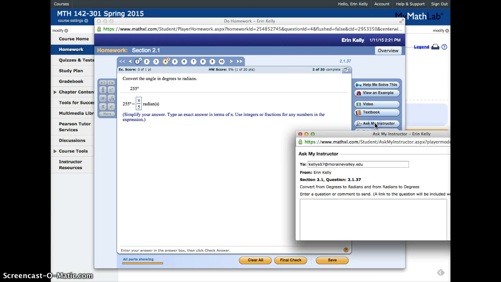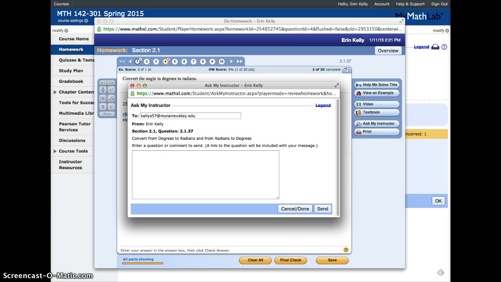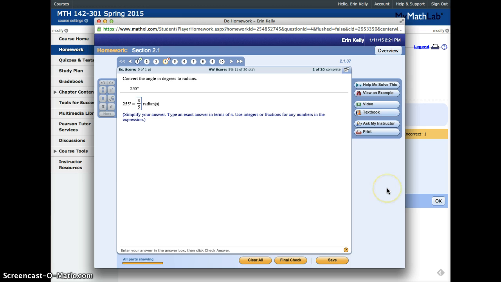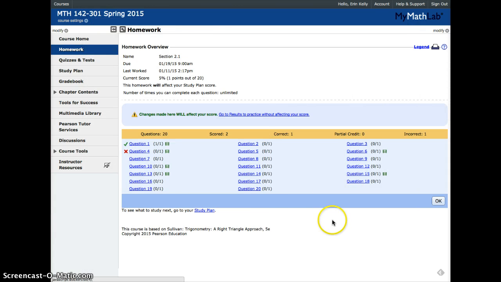Additionally, you could send me an email, and this is what it would look like. You open up this little box. It would tell me which problem that you were working on, and it'll show me the exact problem that you're working on. You could also type a note here and explain what you've tried, where you're getting stuck, and then you would go ahead and hit send. So those are options you have for assistance while you're within a problem. When you're done, you would want to hit save, and then go ahead from there and work on whatever else you need to work on.